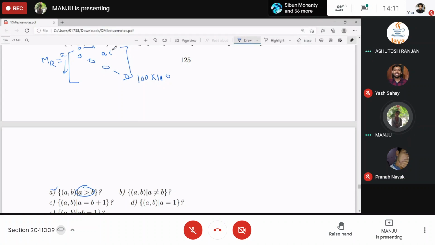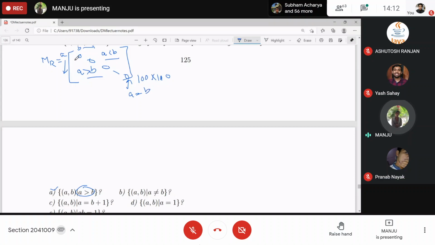Are you getting it? Yes, ma'am. Above diagonal, you have i is less than j. That's why A is less than B. And below diagonal, you have A is greater than B. Okay? So what is the relation? A is greater than B. So below diagonal, you have 1, 1, 1, 1. Right? Clear? And at diagonal, you have A is equal to B.